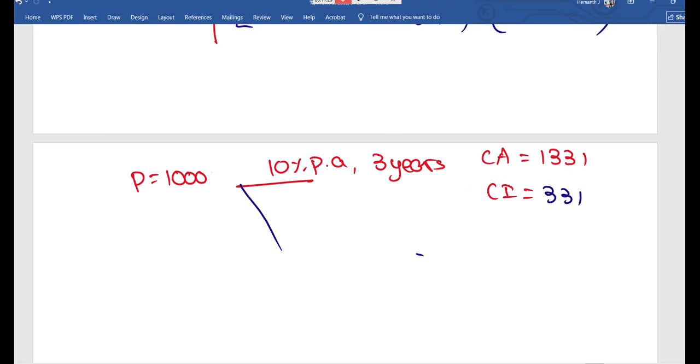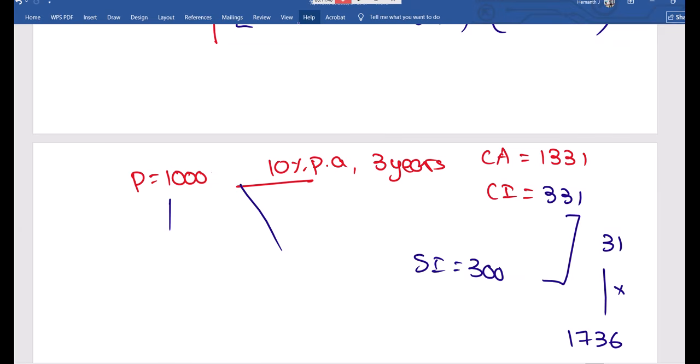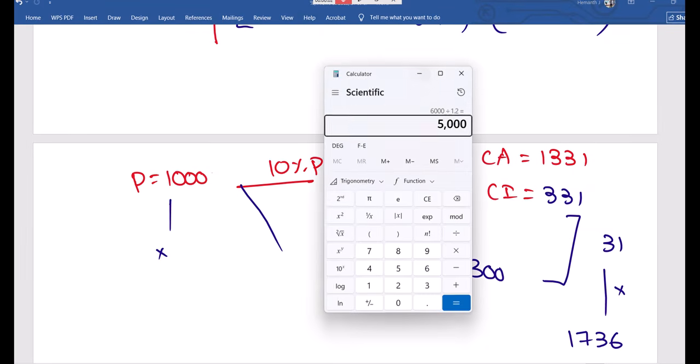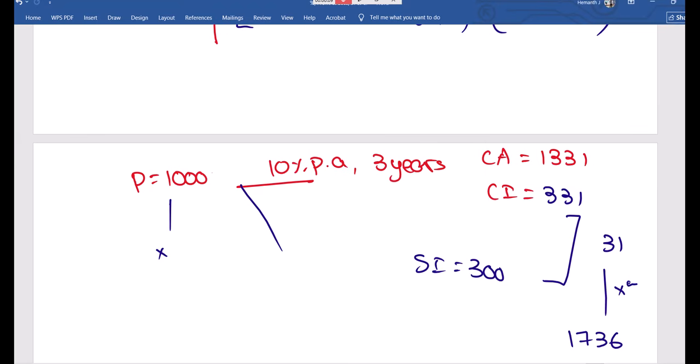But if you go for simple interest, you will get 300. What is the difference? 31. But in the question, what is the difference given? 1736. We have to check what the factor is, then multiply with the same. Find the factor. 1736 divided by 31 is 56. So you have to multiply this with 56. So the correct principal is 56,000.